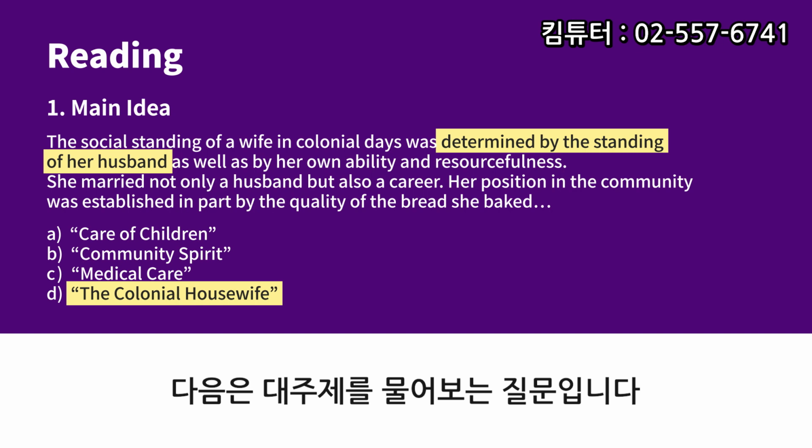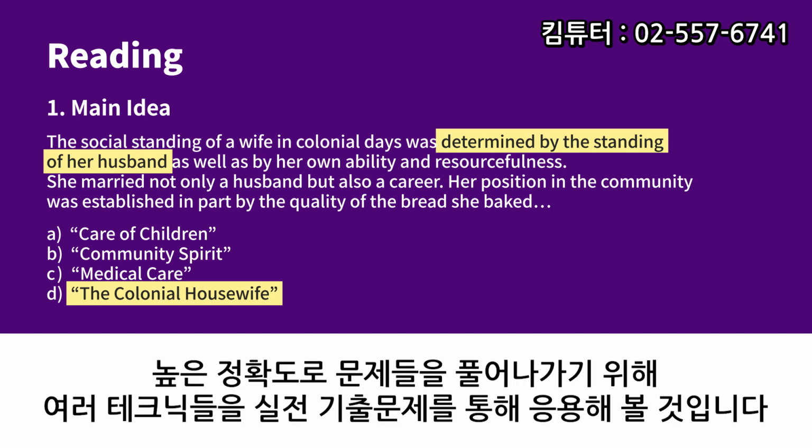The second question type is the main idea question. The social standing of a wife in colonial day was determined by the standing of her husband. She married not only a husband but also a career. And therefore, the main idea that we can derive from the passage would be the colonial housewife, and a key clue is determined by the standing of her husband.